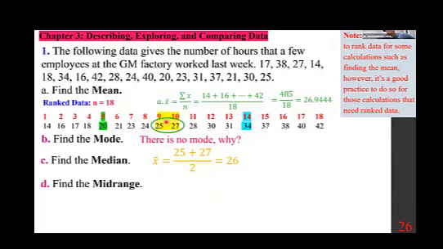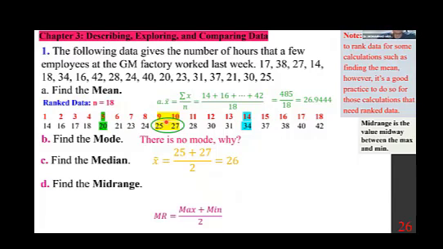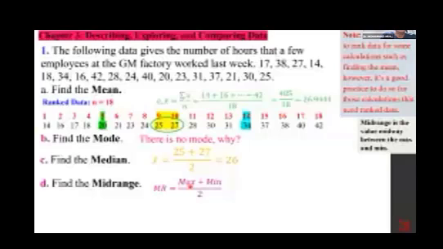By definition, mid-range is the max and min divided by 2. Mid-range is the value midway between the max and min. So you add up the max and min. And I hope you realize for the mode, median, mid-range, all of them, we do need the ranked data. That's why I did it in the first place, not to take a chance. So obviously the largest value is here, 42. The smallest is 14. Add them up, divide by 2.